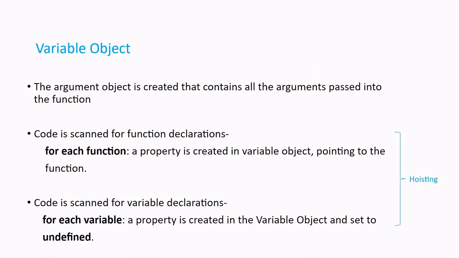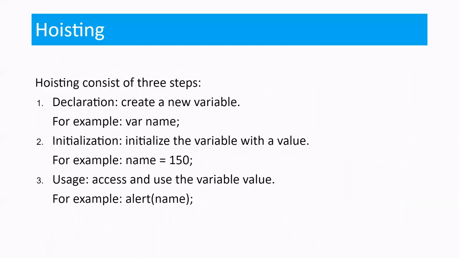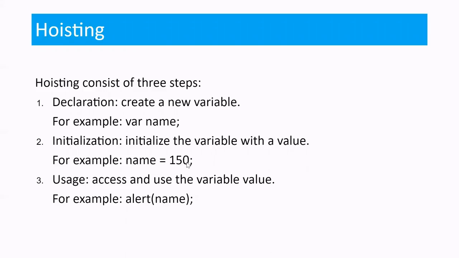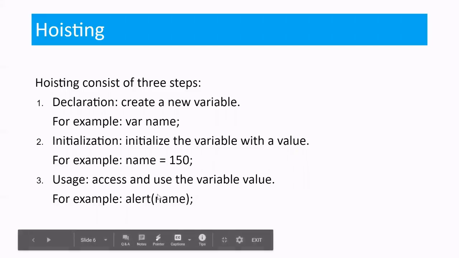Now let's learn more about hoisting. It consists of three steps. First is declaration, second is initialization, and the third is usage. For example, when we write var name, it is called variable declaration. If you assign a value, name equals 150, it is called initialization. And if you use it somewhere in the code, then we are accessing that variable.